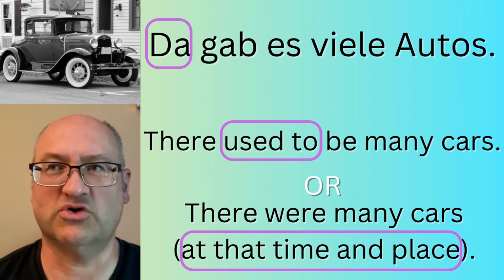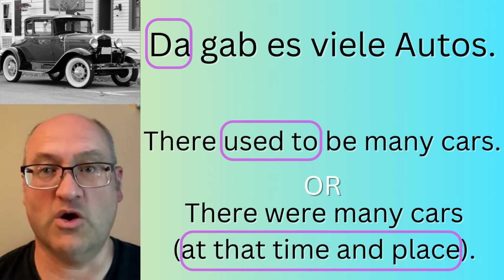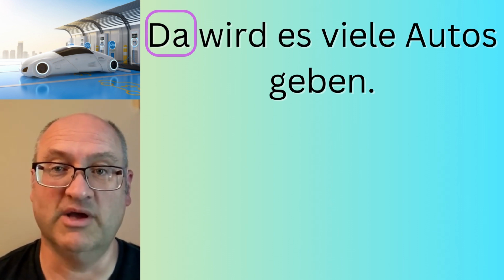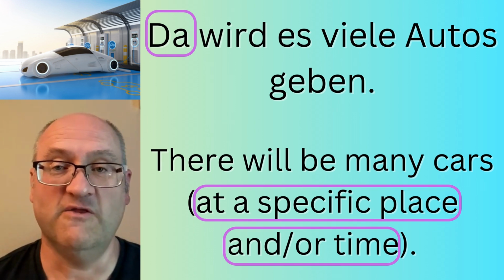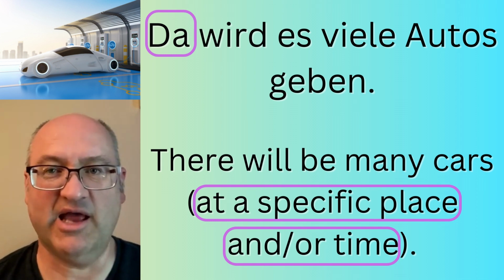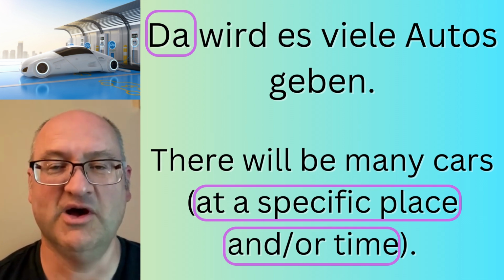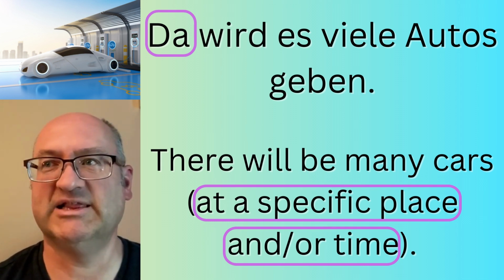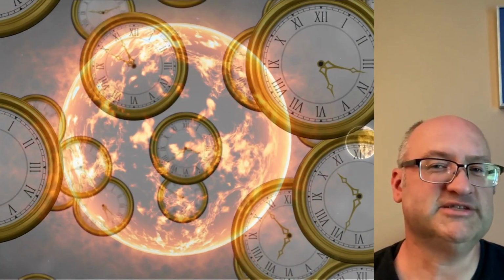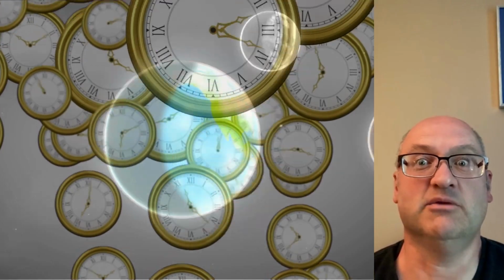So I'm meaning in a certain historical context or a certain time and place context, this is when there were many cars. Let's use future tense. Da wird es viele Autos geben. There will be many cars. There and then there will be many cars. So depending on the context, it can just mean there, but it can also, with the future tense used here, imply a very specific place, not only in location, but also in time. So you can see that da is kind of used to describe the space-time continuum in a way.